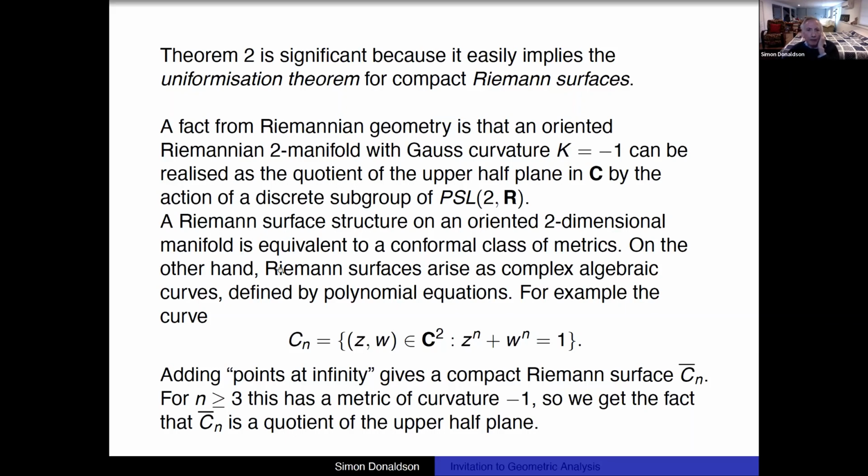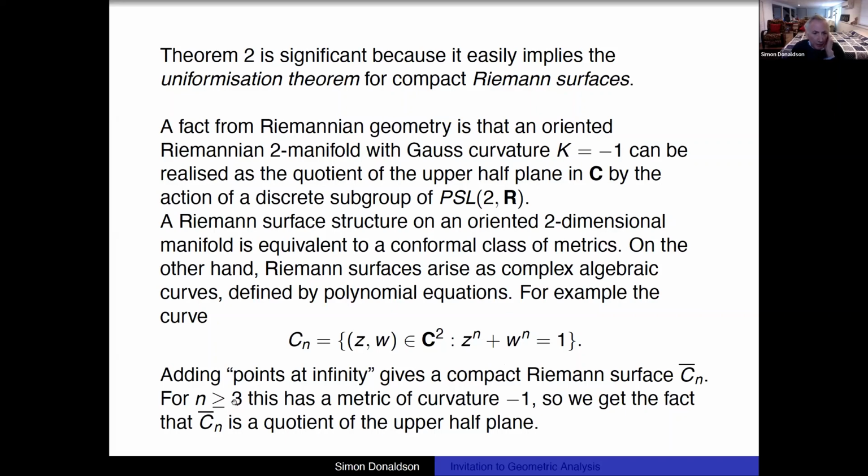On the other hand, these Riemann surfaces arise in many other ways, not ones one would think of as immediately connected with Riemannian geometry. For example, as complex algebraic curves defined by polynomial equations. So we could take the pairs of complex numbers Z and W, a point in C2, which satisfies this polynomial equation, and this would give a Riemann surface sitting inside C2. And then there's a way to add on points at infinity to get a compact Riemann surface.